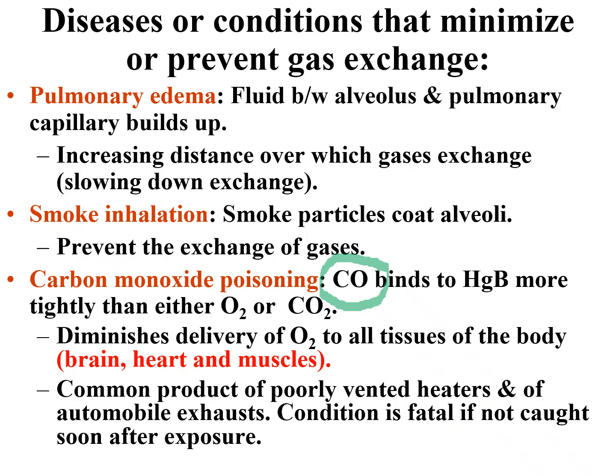In fact, once carbon monoxide occupies that little spot on the red blood cell, it doesn't want to give it up. So this diminishes the delivery of oxygen to all the target tissues of the body, namely your brain, your heart, your muscles, and it's a very common product of very poorly ventilated heaters, like space heaters, and of automobile exhausts. And the condition is fatal if it's not caught soon after exposure.